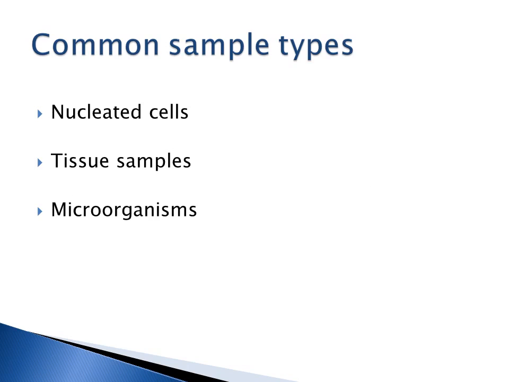The common sample types where you're going to extract your nucleic acids are nucleated cells, tissue samples, and microorganisms. You could use bacteria, viruses, you name it. Any cell that contains nucleic acids is a cell type that you can extract from.